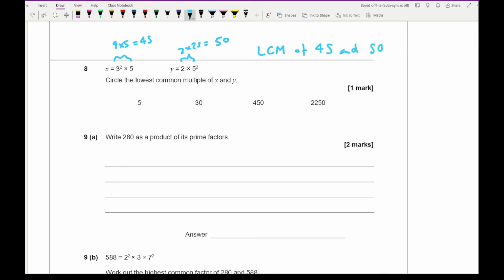Now, the easiest one to go for out of these options is definitely going to be, well, 5 doesn't go into it, 30 doesn't go into both, but 450 will, because it's 45 times 10, and it's going to be in the 50 times table because it ends in a 50.